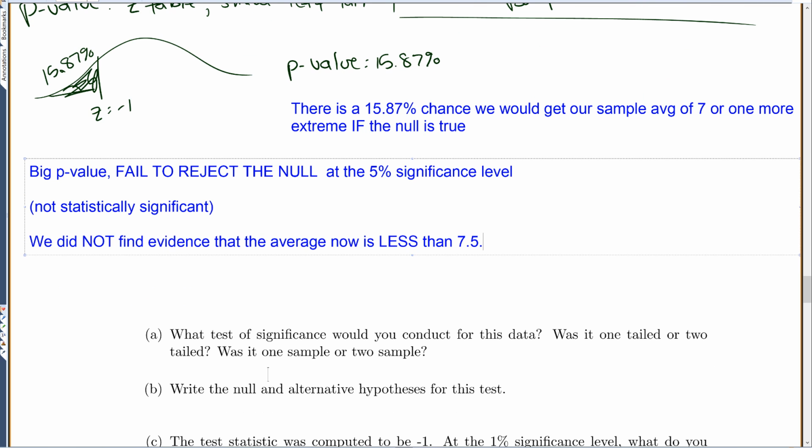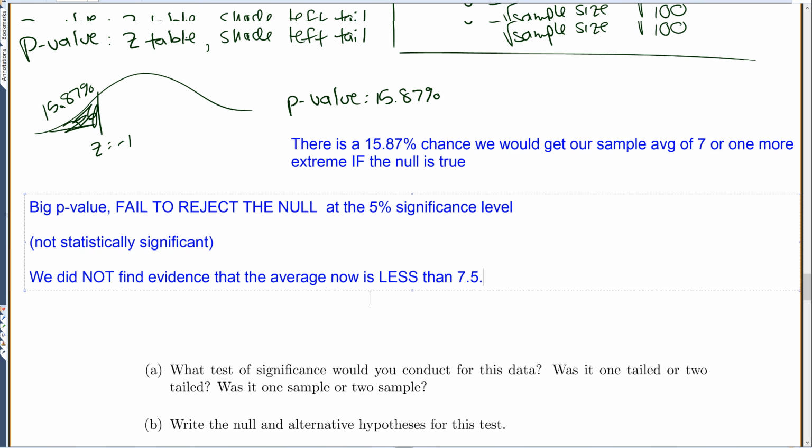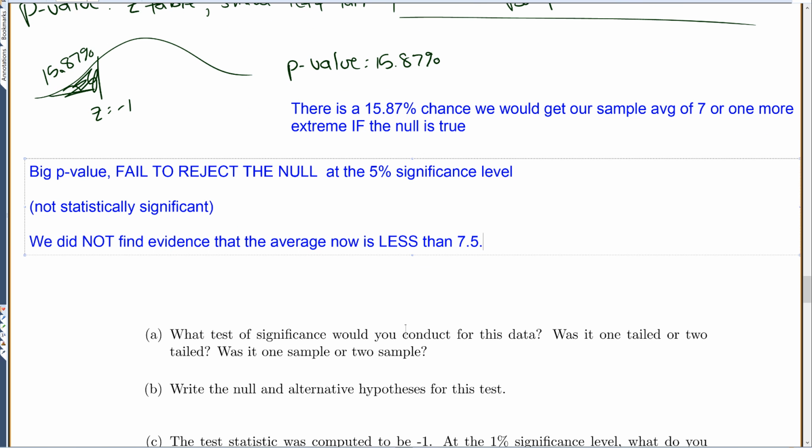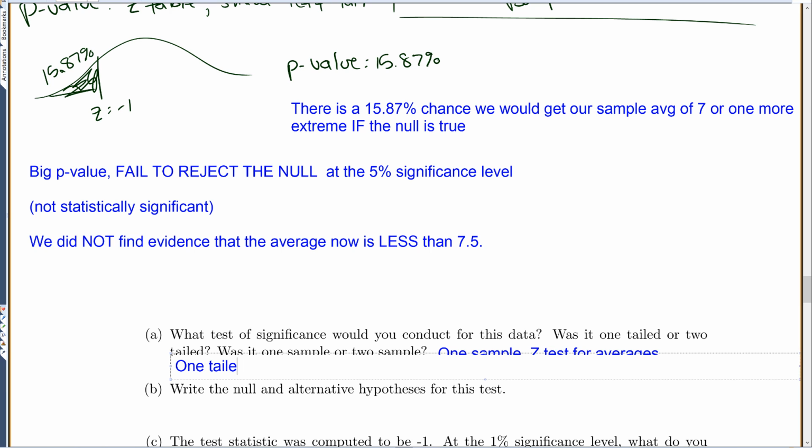So what test of significance would you conduct for this data? So now that we've done our work, let's see what we need to answer here. What test of significance? Was it one-tailed or two-tailed? Was it one sample or two sample? So we set up above that it is a one sample and it is a z-test for averages. And then the only other question, is it one-tailed or two-tailed? Well, we only use the left tail, so it is one-tailed.